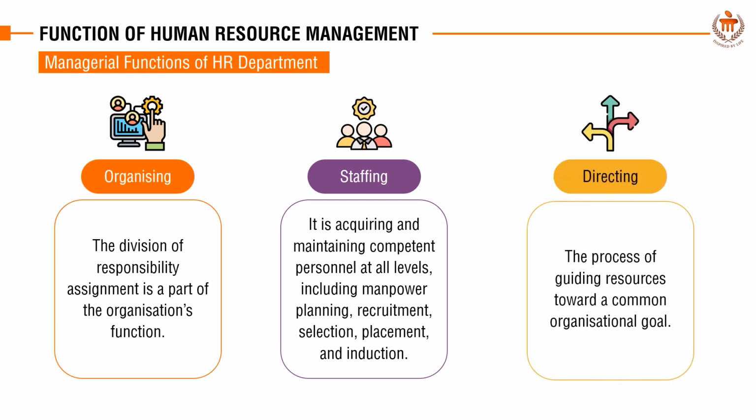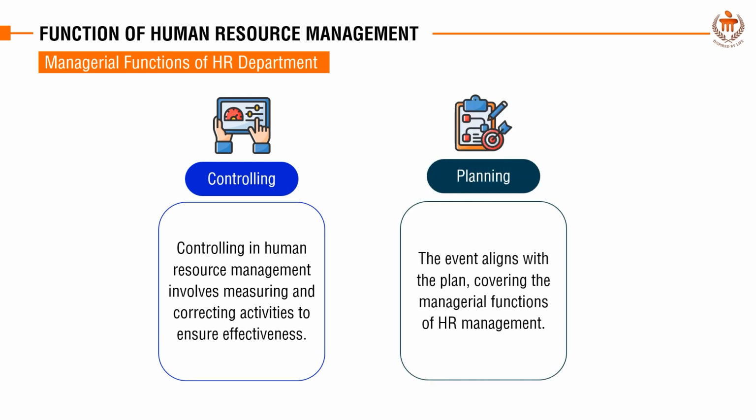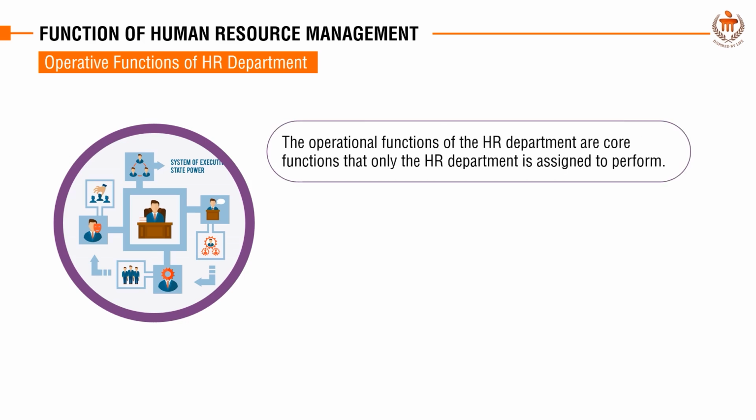Directing is the process of directing all available resources toward the common organizational goal. When we talk about controlling, which comes under the managerial function of human resource management, it is the measurement and rectification of activities to ensure that events conform to plans. So this is all about the managerial function of human resource management or the HR department. Now let us talk about the operative function of the HR department.